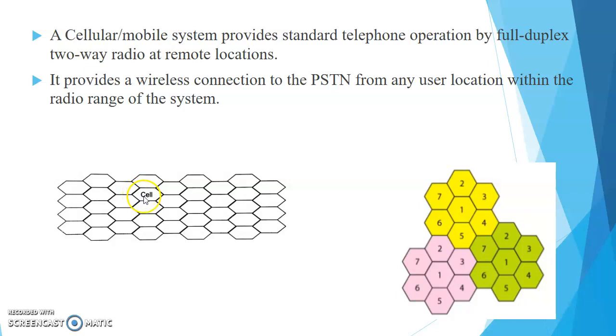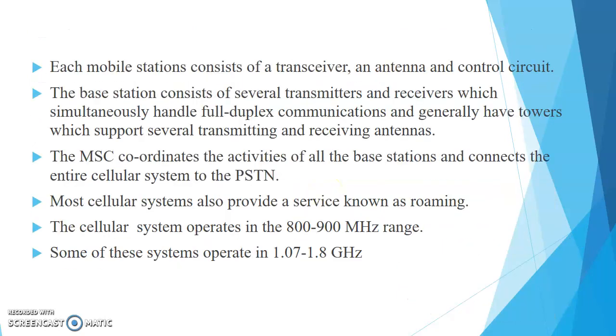That is, inside the cell you will have the base station. Whatever information you get from the base station will travel to the MSC. Finally, that information will be collected from the PSTN, that is, the public switched telephone network. And most cellular systems also provide a service known as roaming. You know what is the meaning of roaming, right?